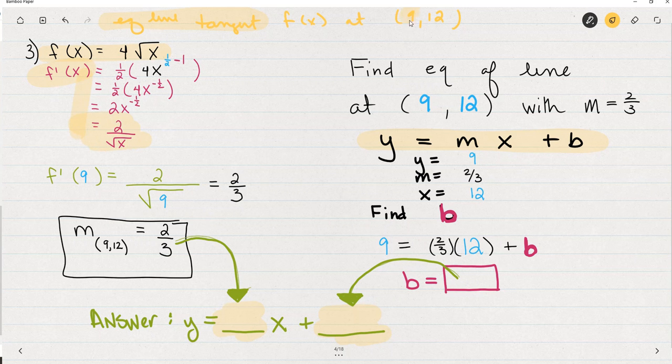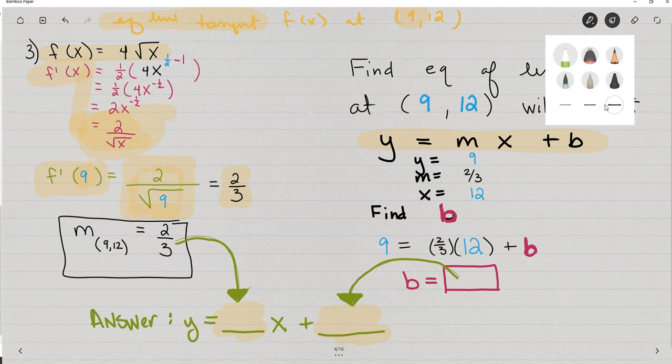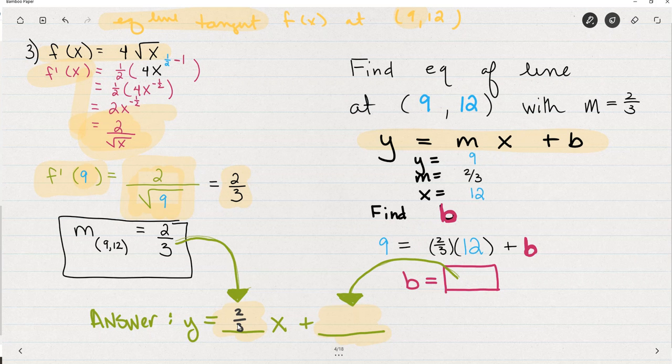Well, I want the slope at this point where x equals 9. So that's find the derivative of the function at x equals 9. In other words, I'm going to take this 2 over the square root of x and replace the x with 9. 2 over the square root of 9 is 2/3. So I can see that the slope of this tangent line is 2/3.